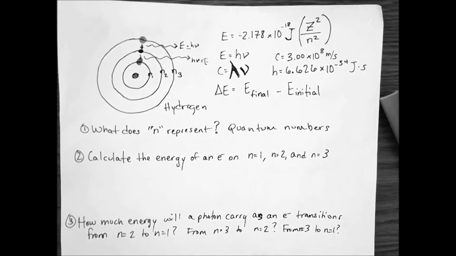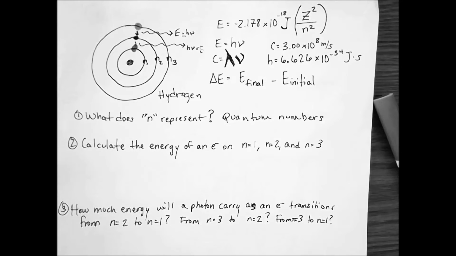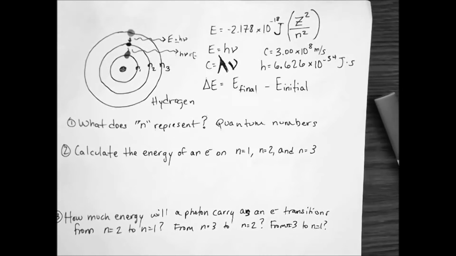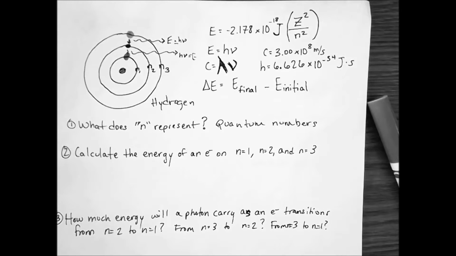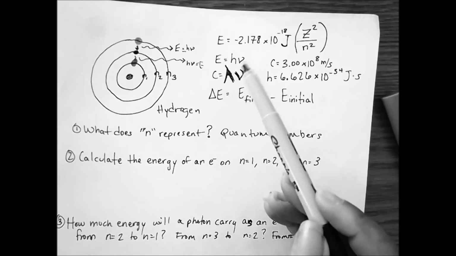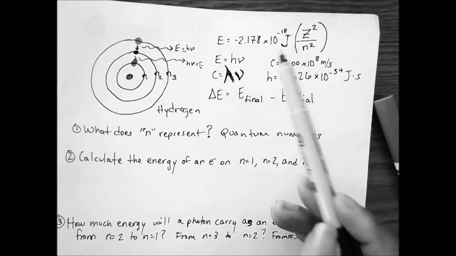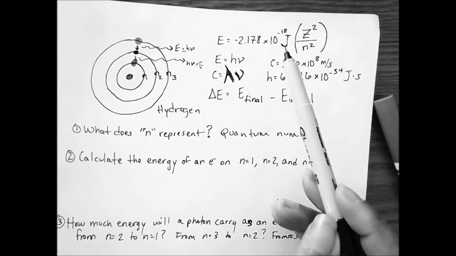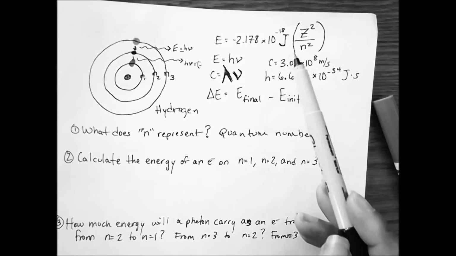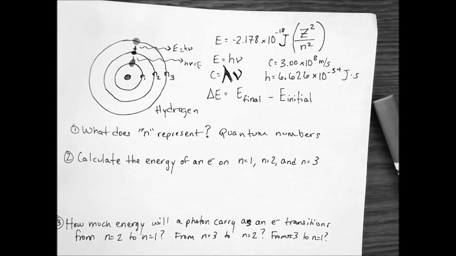So the second question is, calculate the energy of an electron on N equals 1, and then do the same thing for 2, and the same thing for 3. What equation would I use to calculate the energy of a photon or an electron or anything like that? The very first one right here. You're going to use E equals negative 2.178 times 10 to the minus 18th joules, and you're going to multiply that times Z squared divided by N squared.